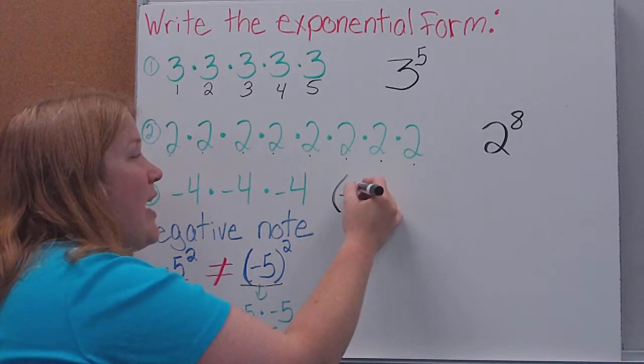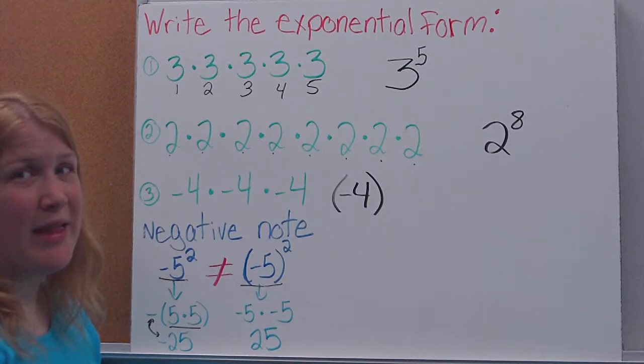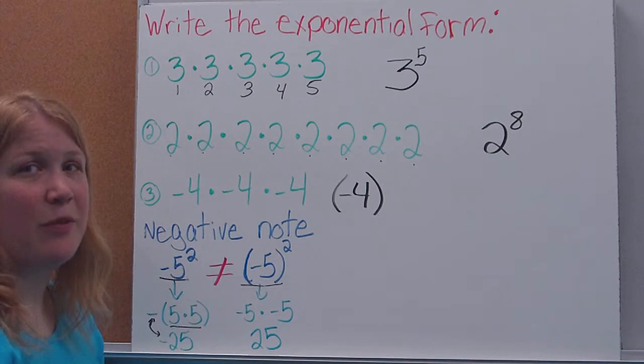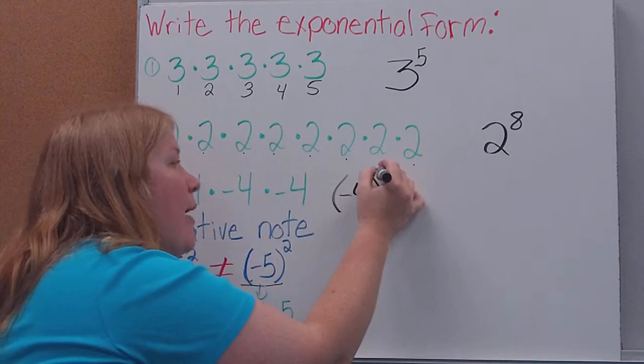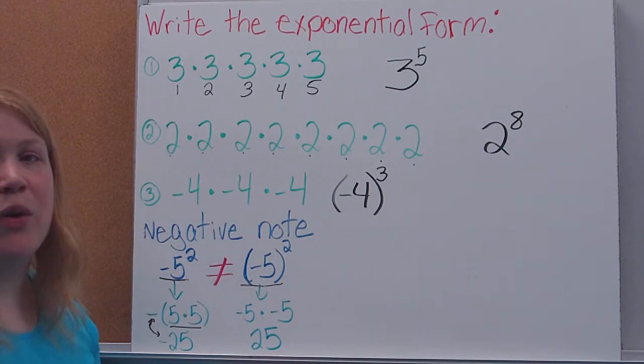Keeping that in mind, notice I'm multiplying -4 3 times. So I want to take -4, that is my base. I'm going to put it in the parentheses, because if I don't, I'm not going to wind up with the same thing. I'm going to wind up with something different. So I've got a -4, 1, 2, 3. I'm multiplying it 3 times. -4 to the 3rd power, or -4 cubed.